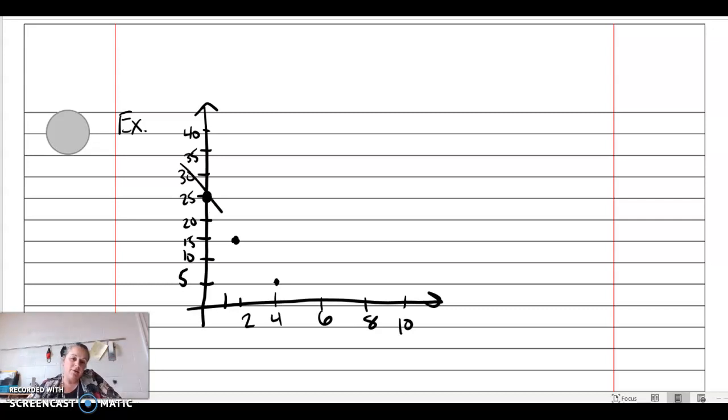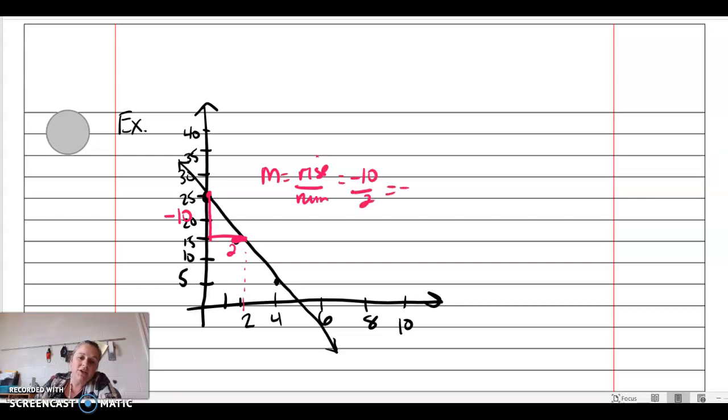So I need a graph that goes through these. Pardon me. It's hard to do with this tablet. But when you look at your slope here, it looks like the farthest left is this one. We had to go from 25 to 15 and then over. So down 10 over 2. So my rise over run is down 10 over 2, which gives me a slope of negative 5.